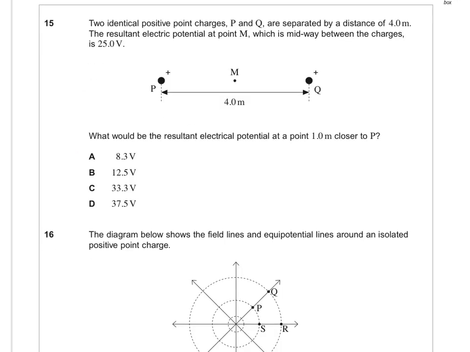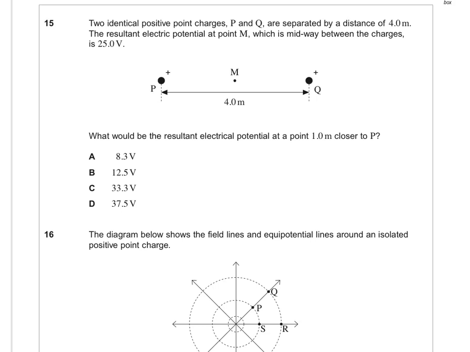Two identical positive point charges, P and Q, are separated by a distance of 4 meters. The resulting electric potential at point M, which is midway between the charges, is 25 volts. What would be the resultant electric potential at a point 1 meter closer to P?